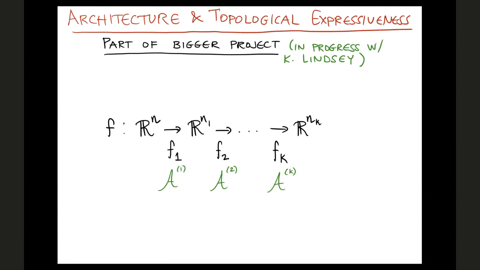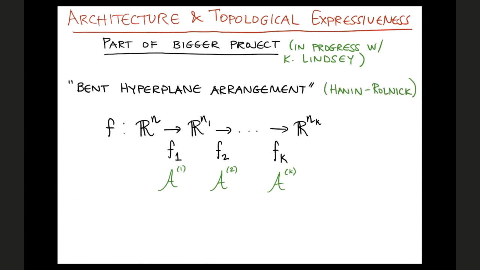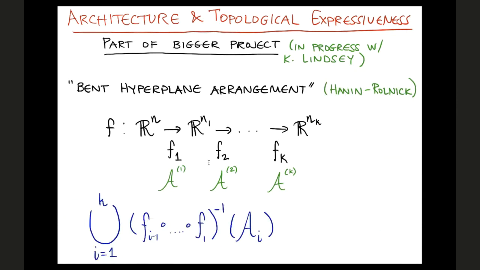And so there's this notion of a bent hyperplane arrangement, which was first written down by Boris Hanin, the same Hanin, and another co-author, David Rolnick. The idea here is that you take each of these hyperplane arrangements and you pull them back to the domain. And then you take the union of those.